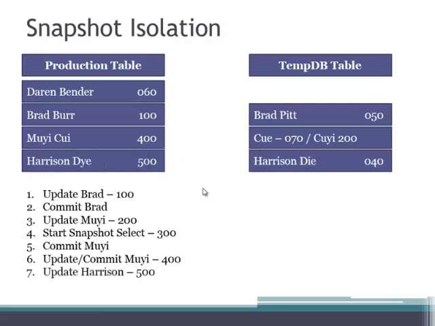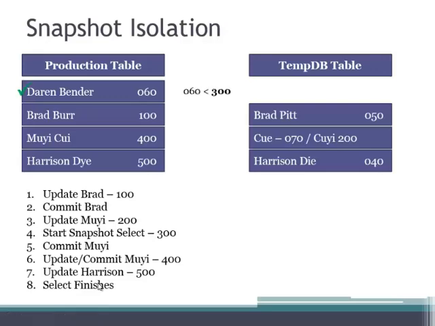And our select finishes before Harrison's update commits. So with this series of events, what do you think our select, which started here in step 4 and finished here in step 8, will give back to us?